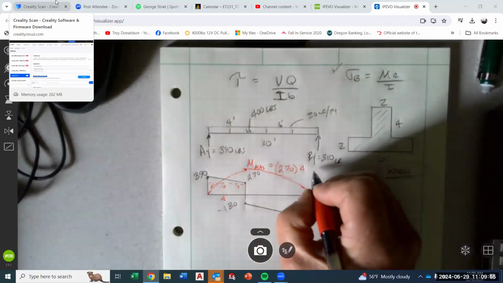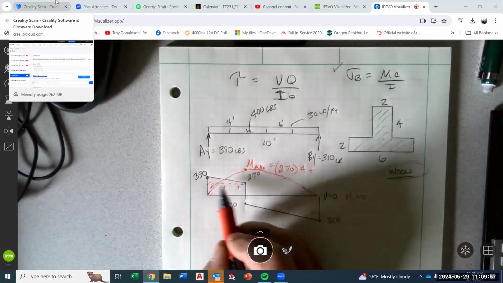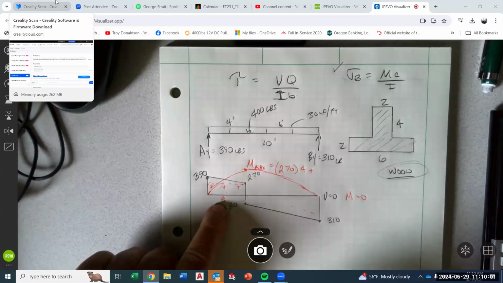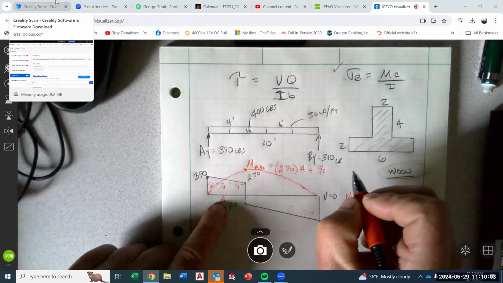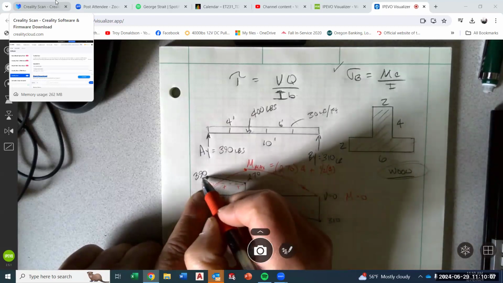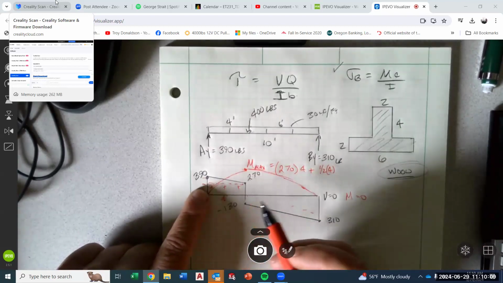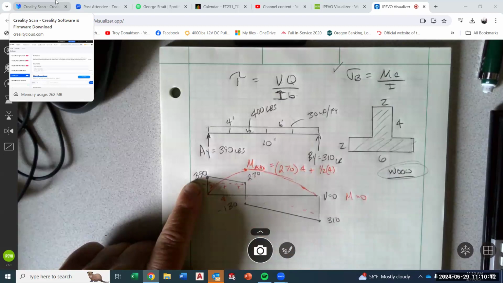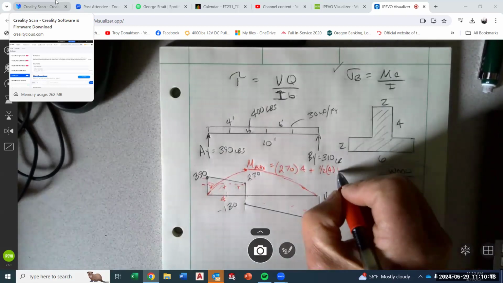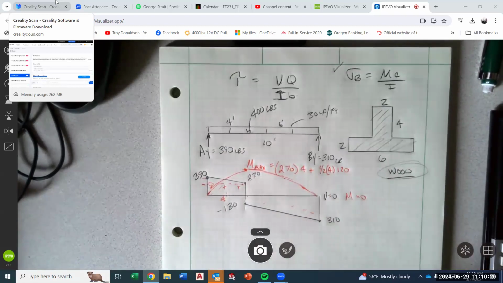And then we have to add to it this triangle, right? That triangle has a base of 4, so it's 1/2 the base. And then I need this little height right here. So it's 270 away from 390. 120. So that's your max moment.